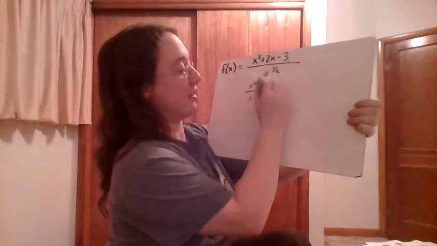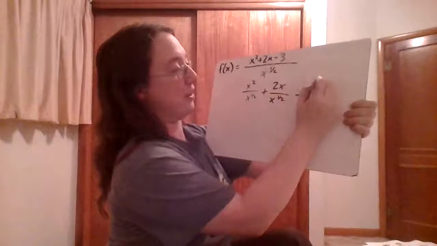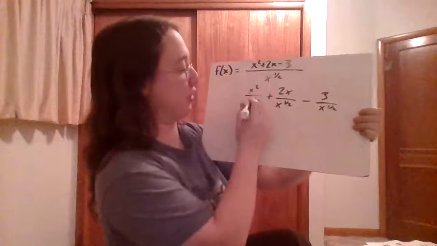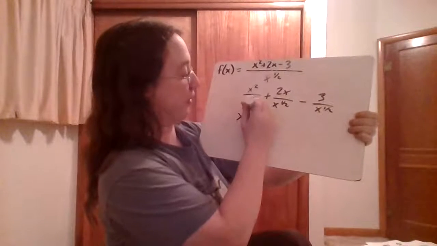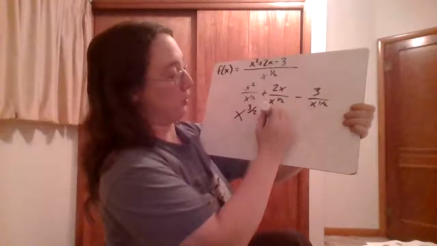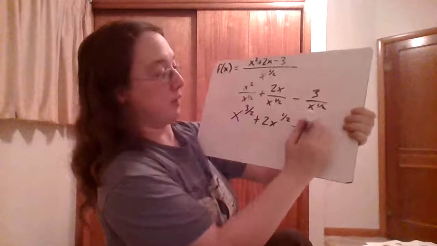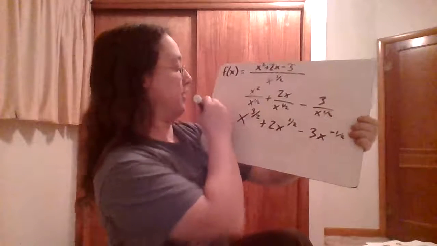Plus a 2x over x to the 1/2 minus a 3 over x to the 1/2. So this is really just x squared over x to the 1/2. If we're dividing things with exponents, we're subtracting the exponents. So this is x to the 3/2 plus 2x to the 1/2 minus 3. And if it's on the bottom, I'm going to call that x to the negative 1/2.